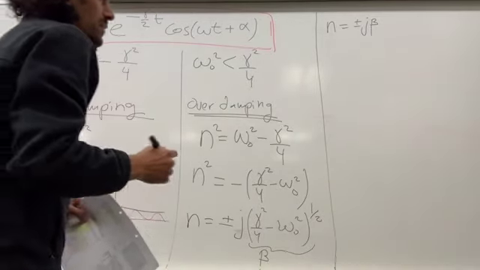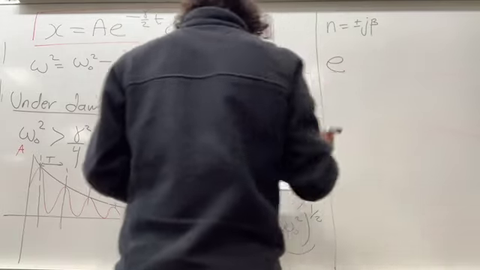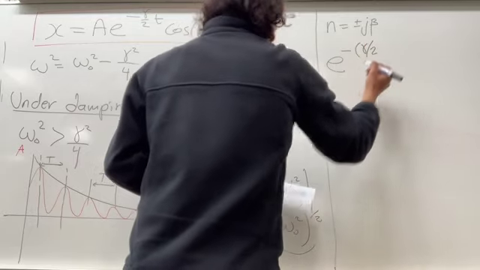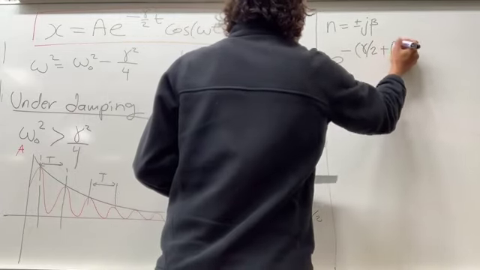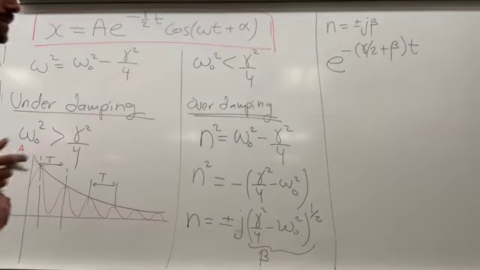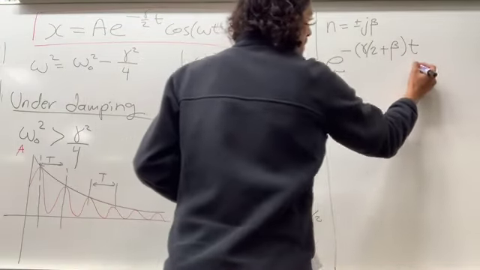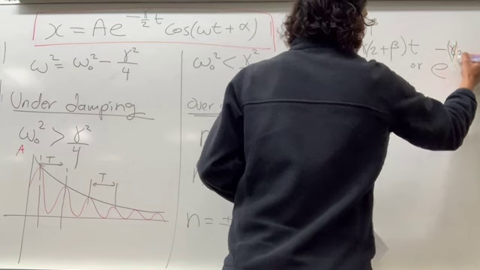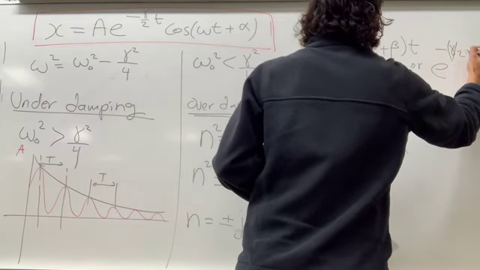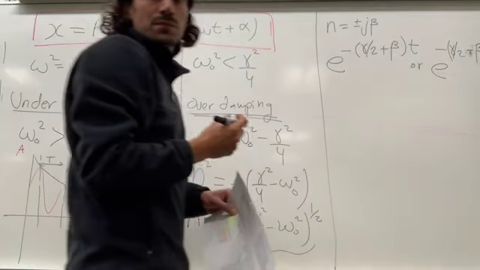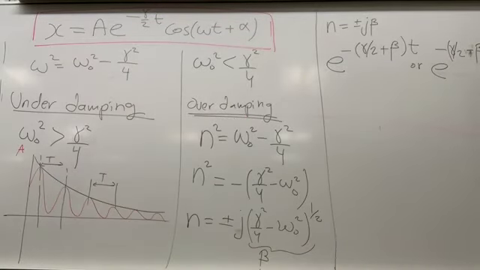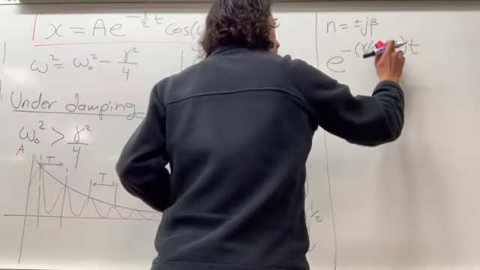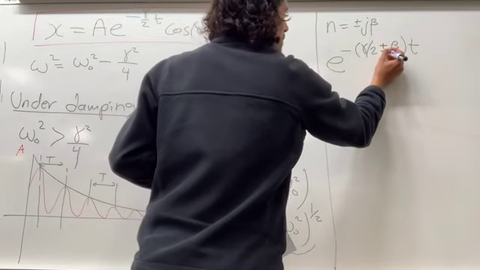So now we can look back at the exponent. We will have two possibilities, either e to the power minus gamma over 2 plus beta times t, or e to the power minus gamma over 2 minus beta times t. I'm just going to write here, it's two solutions. You'll have either plus or minus.